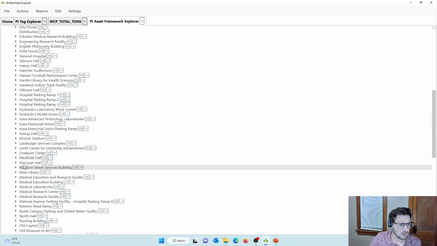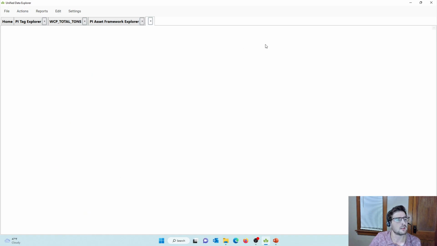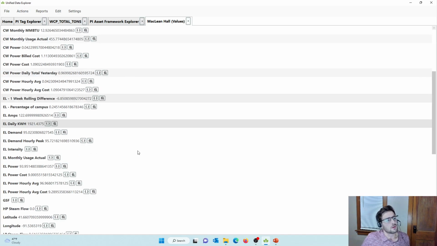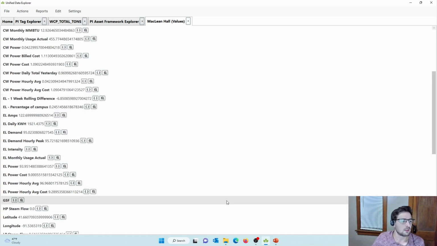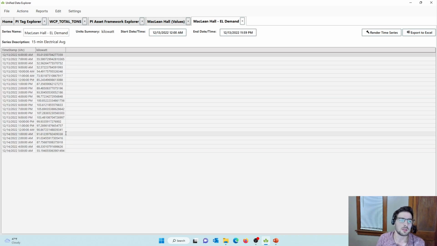And for example, look at McLean Hall here. These are the data streams that are associated with McLean Hall. And for example, we can render the electric demand of McLean Hall. All right, so we can use this system to navigate the data we need. You can also navigate EIA data from here.